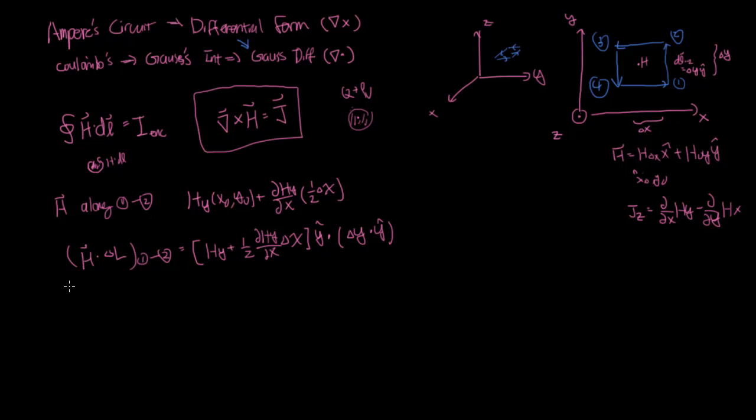Now let's do the same thing for the remaining sides. So H dot dl going from 2 to 3 is going to be, we're going to be using Hx, and then we're going to shift it up by half a delta y, right? So that's going to be 1/2 d Hx by dy, and we're shifting it in y by half a delta y. Then in this case, this is in the x direction, and our dl is going to be in the negative x direction. So negative delta x in the x hat direction.